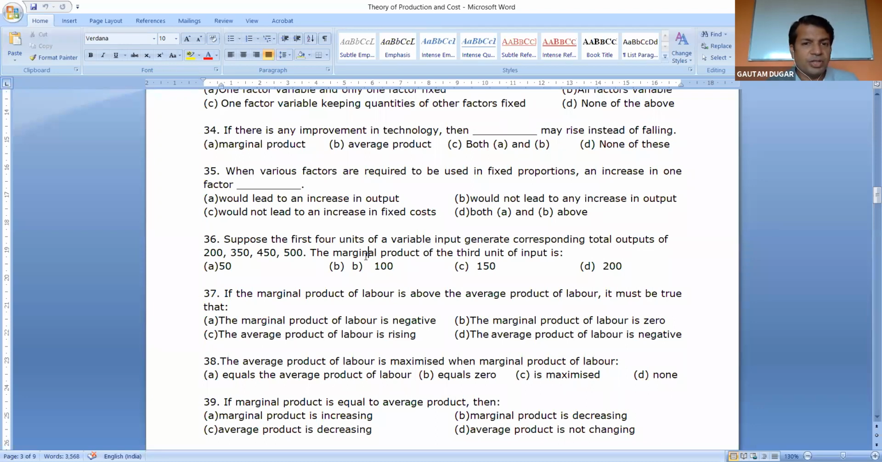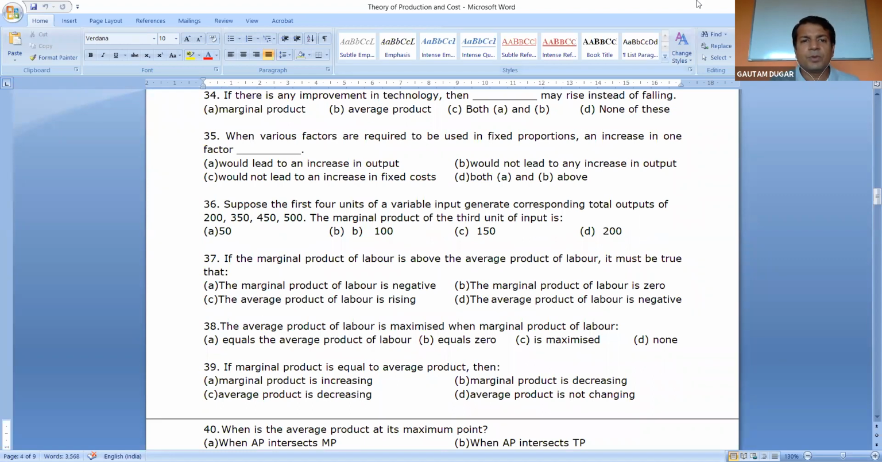Coming to question 36. I want you all to answer this. It's an easy one. Question number 36.